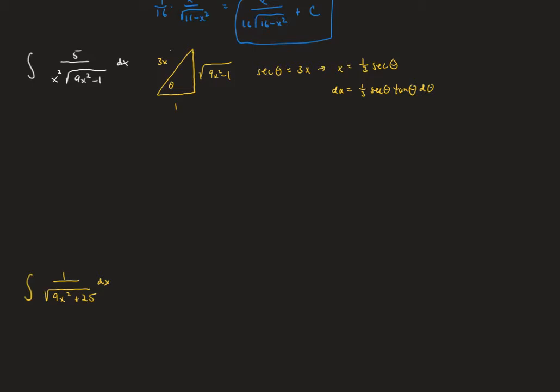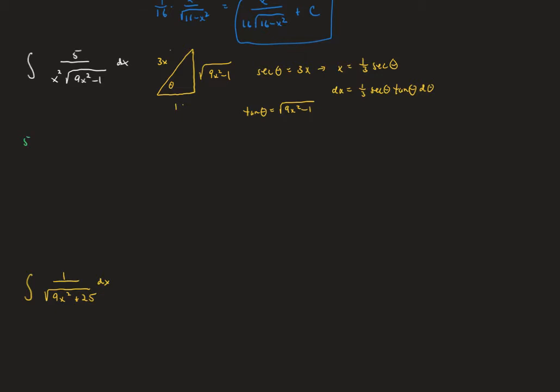We need an expression for our radical. So the square root we want to pair with the constant. So that means that the tangent of theta is going to be the square root of 9x squared minus 1 over 1. So there's our radical. So I think we're ready now to convert this.